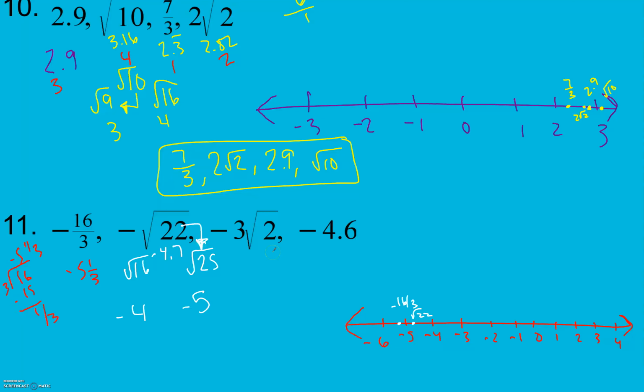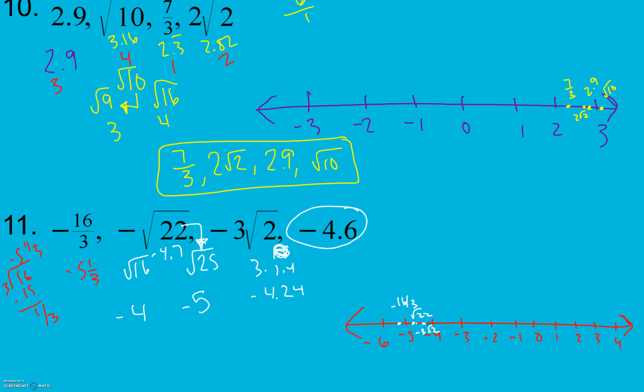-3 square roots of 2. Square root of 2 is a little under 1.5. It's 1.4. Times 3 is going to give you -4.2. If you're not sure, take -3 times the square root of 2, and we get -4.24. -3 square roots of 2. And -4.6 goes in here too. So all of these are pretty close, so using a number line makes it hard.